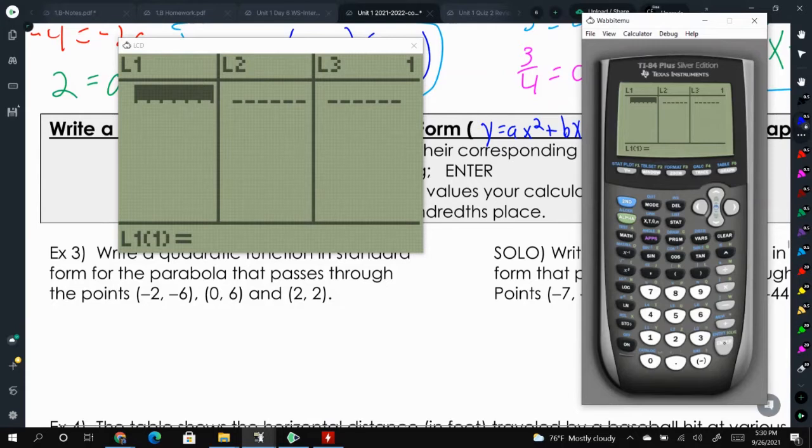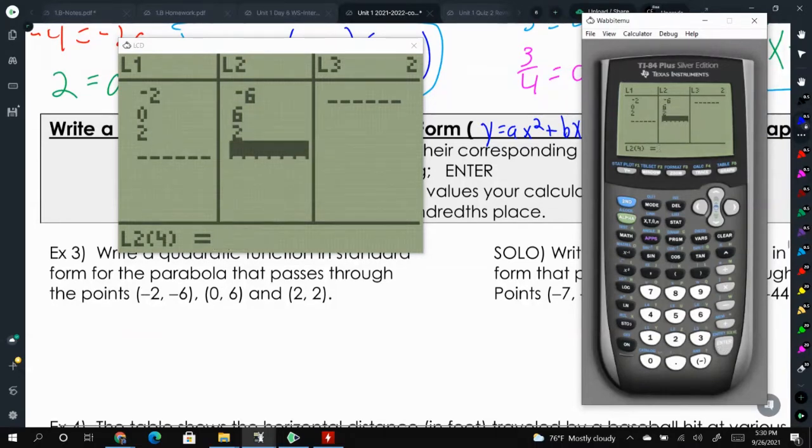And how you do that is all the x values will go into L1. So negative 2, 0, 2. And for the y values, -6, 6, and 2.